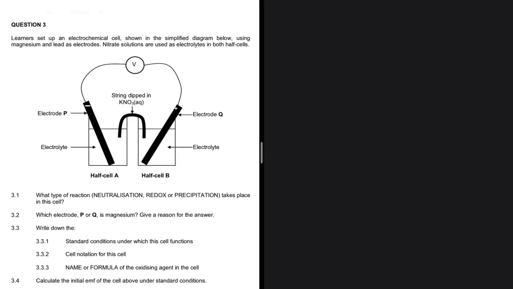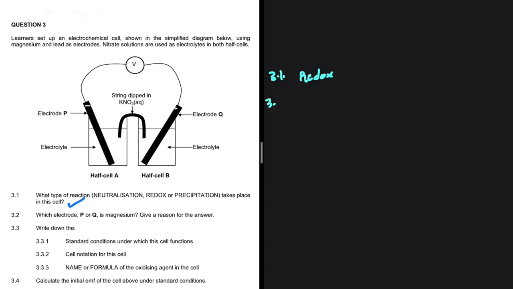What type of reaction takes place in this cell? Well, it is a galvanic cell. So the reaction taking place is a redox. Why are we saying it is a redox? That is because there is a transfer of electrons.